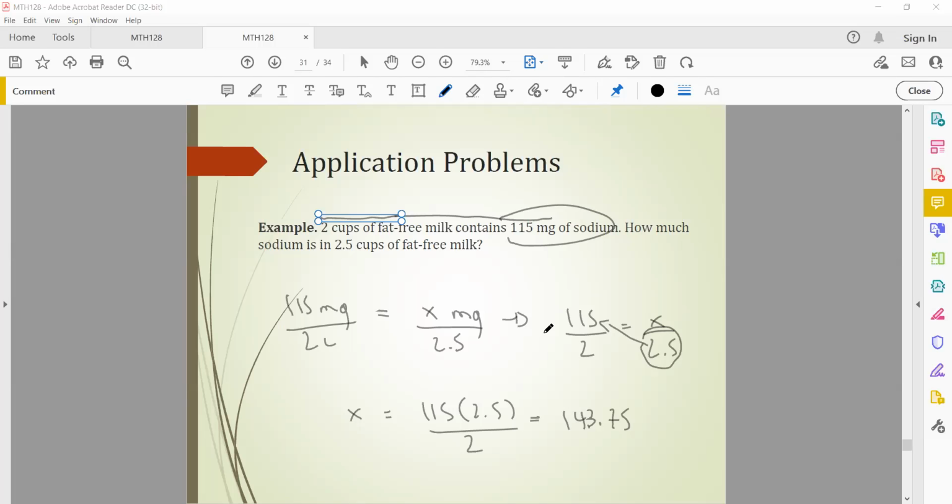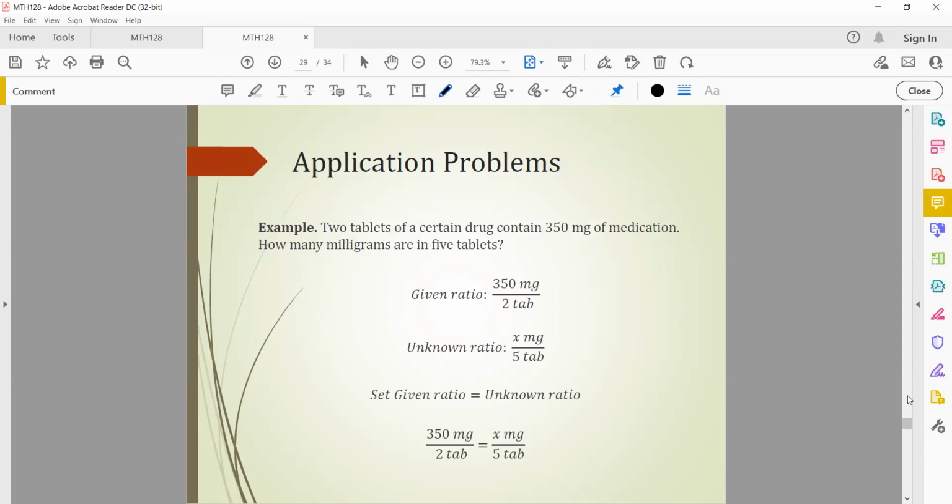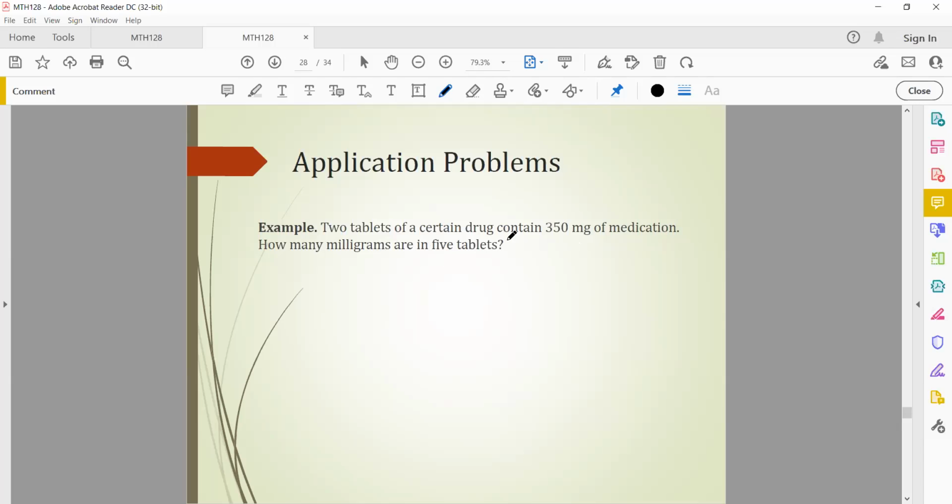Yeah, and in this question, you could kind of take a step back. This answer seems very reasonable, because if 2 cups have 115, 2.5 cups is not that much more. So the answer should be a little more than 115 milligrams. And we end up with 143.75, which seems proportionate to what we need. No pun intended. So I guess that's it for word problems. We skipped one, so use this one for practice right here.